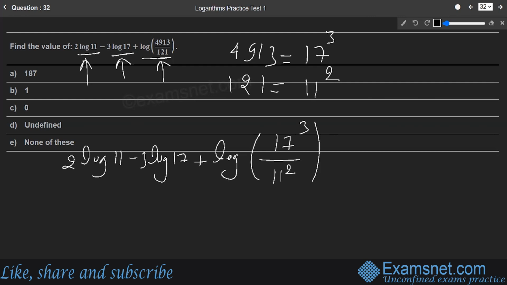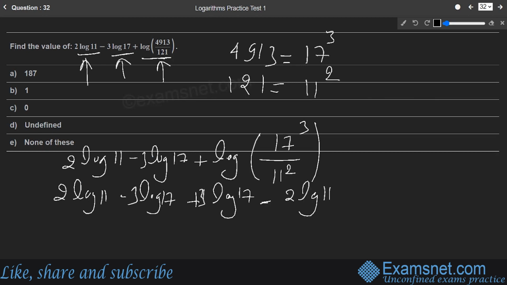Now, what else can be done? It's still 2 log 11 minus 3 log 17. Now I can use my properties. What are those properties? Log m by n is always log m minus log n. So I can simply write log 17 to the power 3 and minus log 11 square, with the 3 and the 2 multiplying as coefficients. This is how I can write.